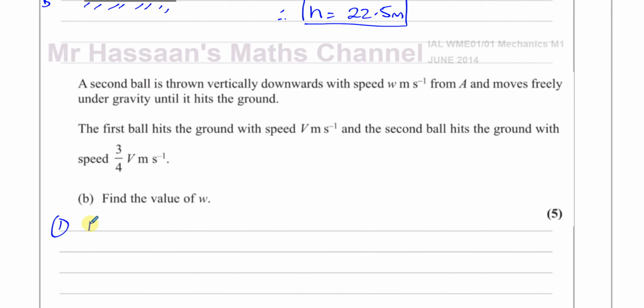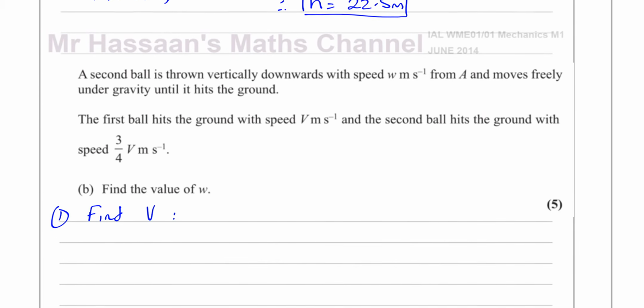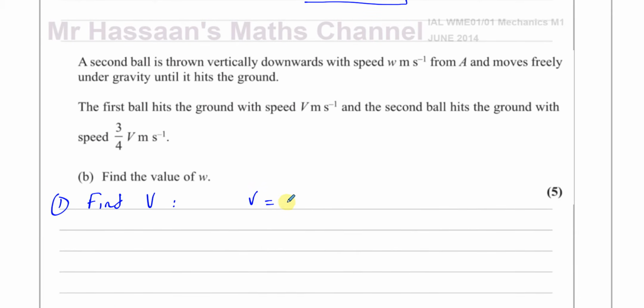We can find the value of V. And we know that you can use V equals U plus AT. Now V is U, which was 25. We're still using upwards as positive because we're dealing with the first ball. This is the first ball.